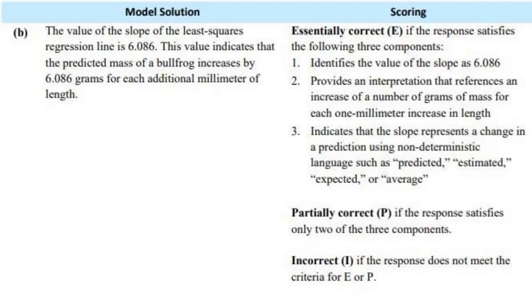estimated, expected, or average. There has to be something in there that indicates that this is not a guaranteed outcome. This is a predicted outcome. Partially correct if they get 2 of those 3 components. Incorrect if they get 1 or none of those components. So let's look at a couple student work samples. And then I can put this back up so that you can score the one in front of you.